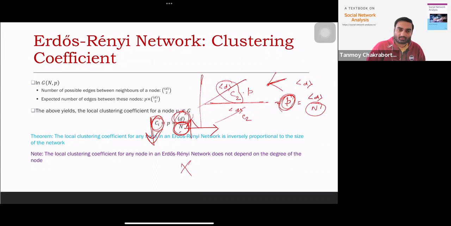So we stop here, and in the next lecture we will discuss the remaining types of network growth models. Thank you.